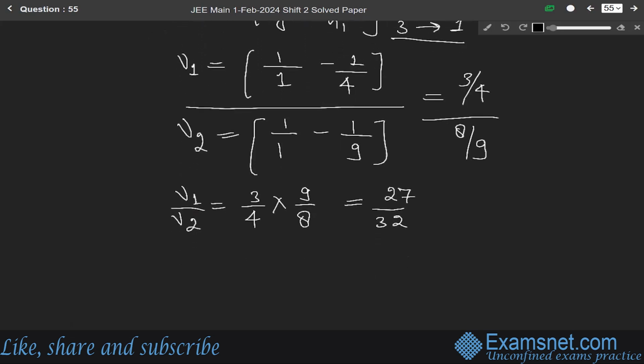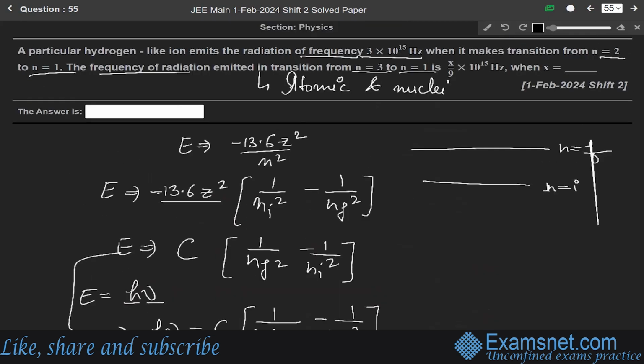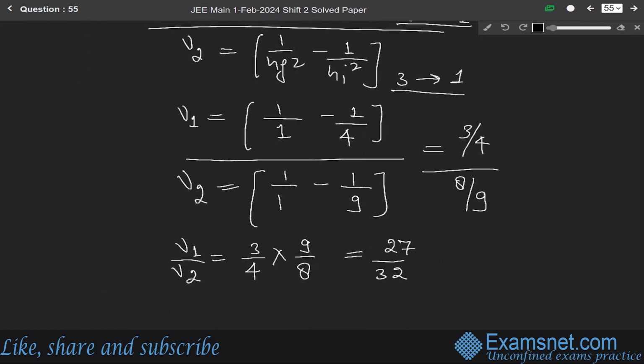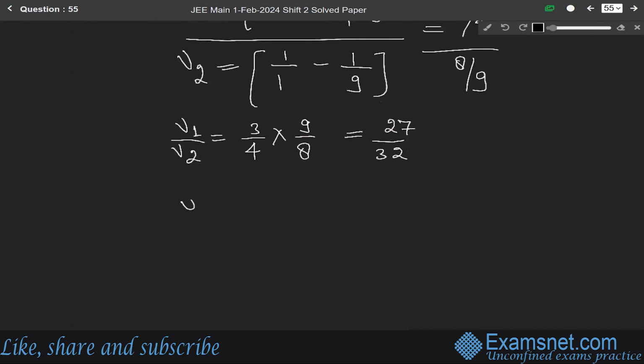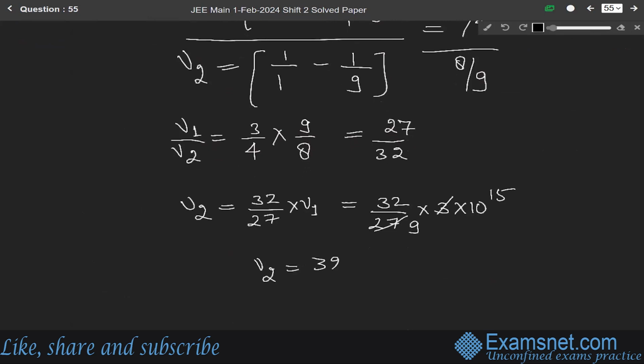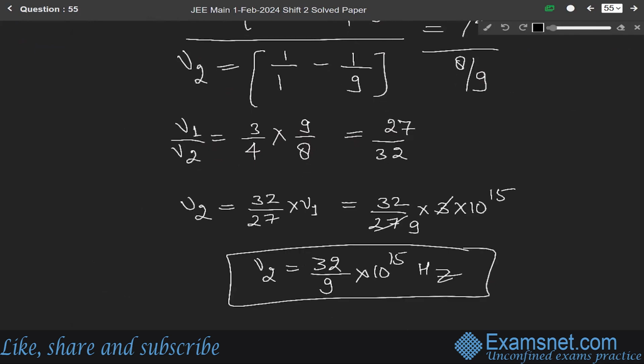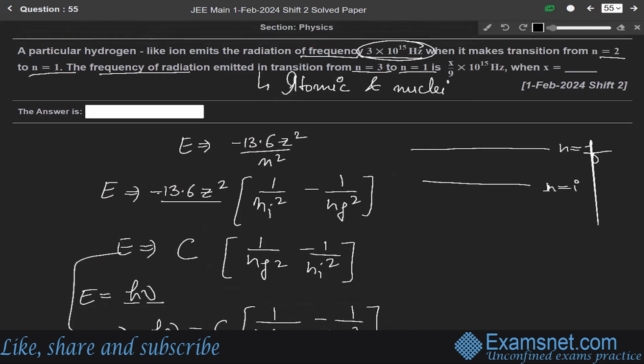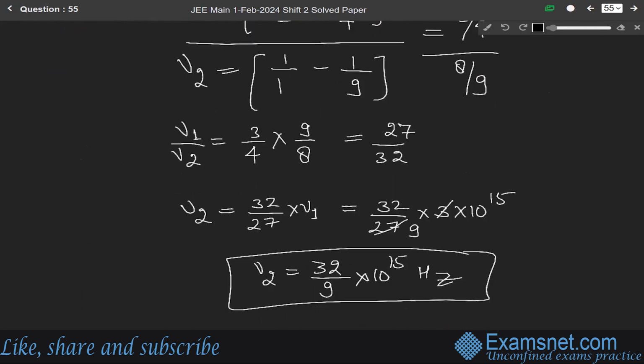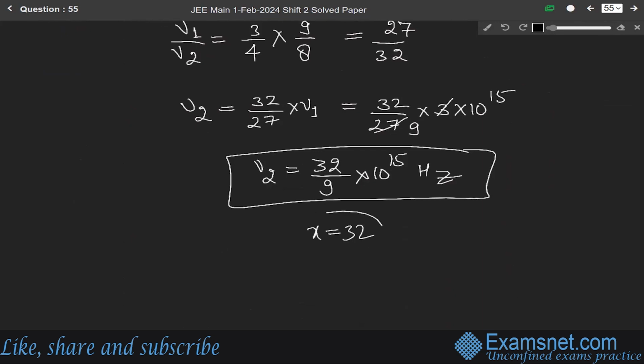And we are given nu1 as what? Nu1 as 3 into 10 to the power 15. So we get nu2 equal to 32 over 27 into nu1, and it is 32 over 27 into 3 into 10 to the power 15. So 3 9s are 27. So solving it, we get nu equal to 32 over 9 into 10 to the power 15 hertz. So this is our final answer. According to the question, we are given x over 9. So here the value of x is 32.